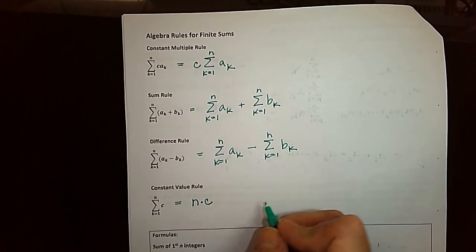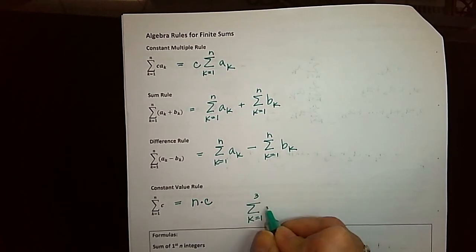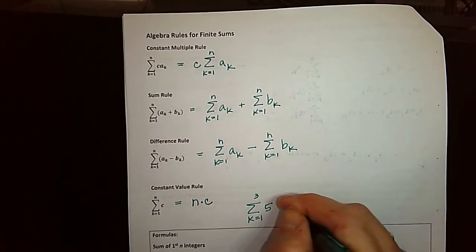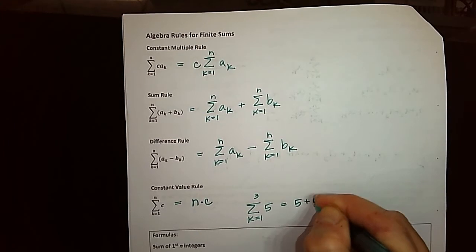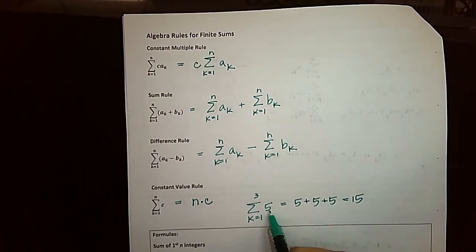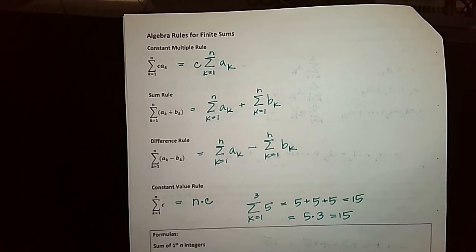So something like if I had the summation where k was going from 1 to 3 of the number 5, that means I would have 5 plus 5 plus 5, right, because there's nothing to substitute in, which would give me 15, or I could just do 5 times the 3, which would also give me 15.